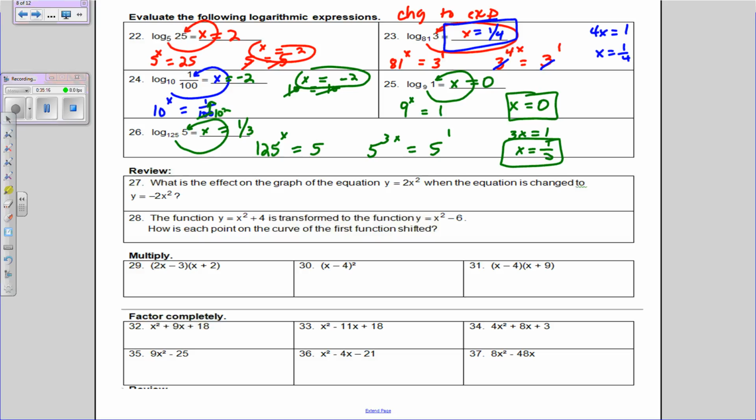Okay, then let's look at the review. So this says, what is the effect on the graph of the equation y equals 2x squared when the equation is changed to negative 2x squared? So the only thing new is the negative. So the effect is it reflects, right? The graph reflects down over the vertex or the x-axis, or it opens down.